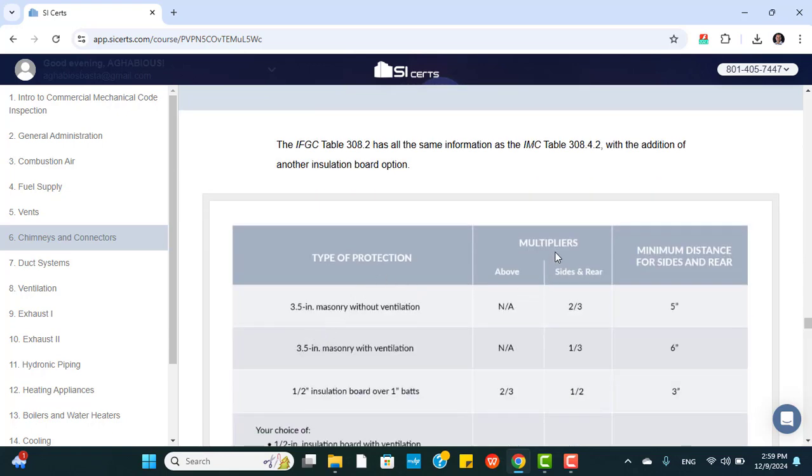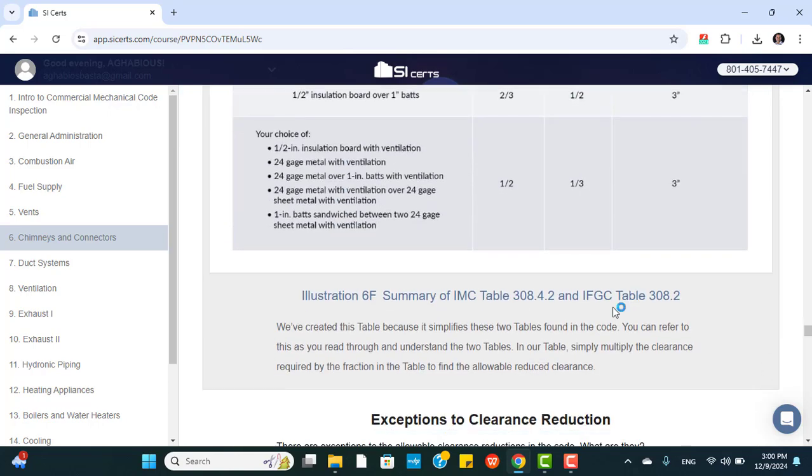Type of protection, and here as we see, for example, 3.5-inch masonry without ventilation is not allowed. Okay, above and sides and rear is 2 by 3, minimum distance for the sides and rear 5 inches.